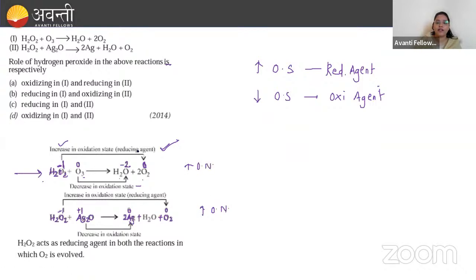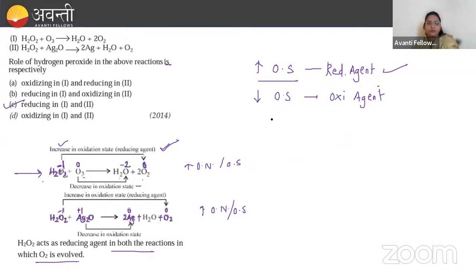So when there is an increase in oxidation number or oxidation state, ON or OS as you can call it, you can say that it is acting as a reducing agent. So here, in both the reactions, it will act as a reducing agent. H2O2 acts as a reducing agent in both the reactions in which O2 gas is evolved. Any doubt in this?